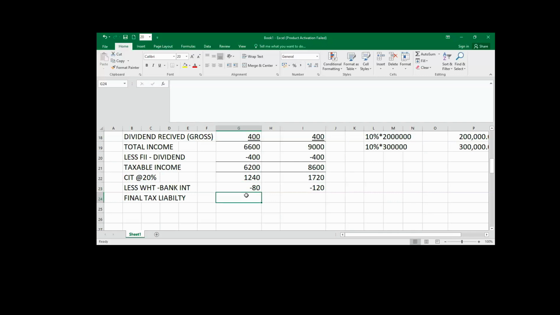1,240 minus 80. Are we tired? 1,160. 1,720 minus 120. 1,600.